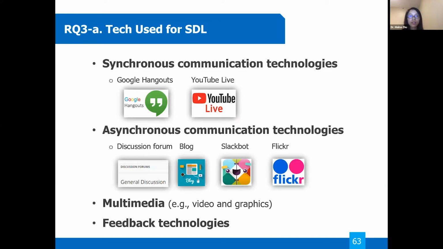Also, the technology plays an important role to help students' self-directed learning. The one is the synchronous communication technologies that they use in their course. So Google Hangout and YouTube Live, they use them to hold synchronous sessions to address students' questions. Another way is using asynchronous communication technology. The most common one is the discussion forum in each course. And also multimedia like videos, graphics were used in their courses, and feedback technologies.